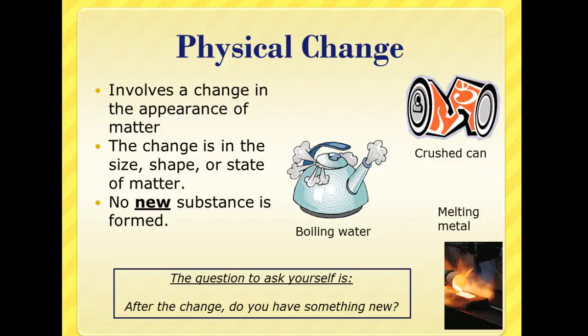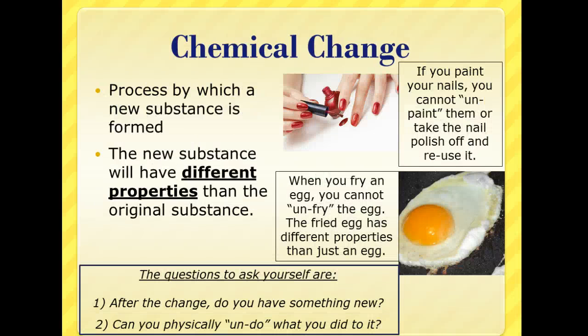Crushing a can: if I have a can and I crush it, it's still a can. It still has all of those physical properties that it had before, just maybe a slightly different shape. And if you melt metal, you heat it up to a liquid, get it into the shape that you want, and then let it freeze or harden, you still have the metal and it still has all the properties that it had originally. So these are all examples of physical changes.